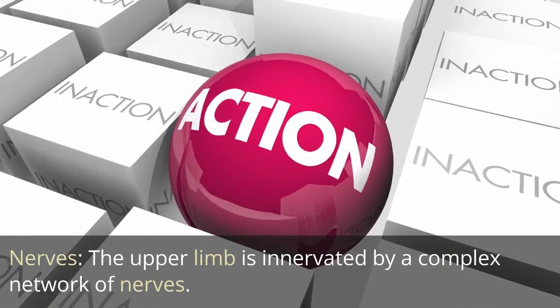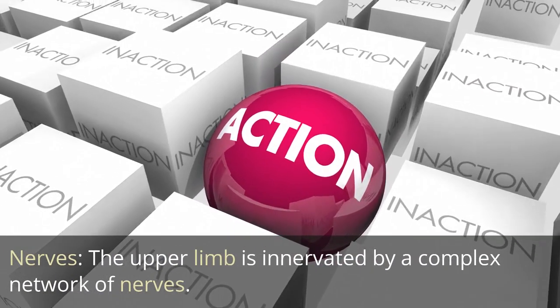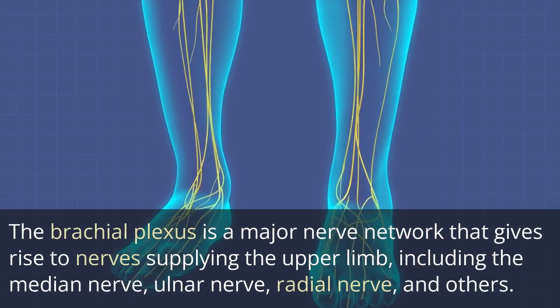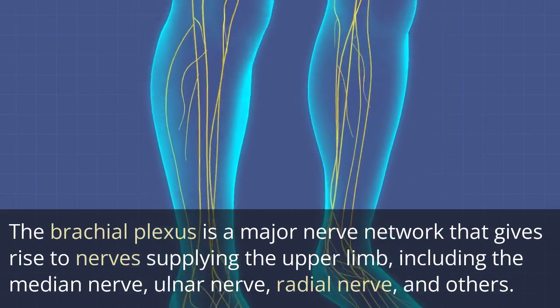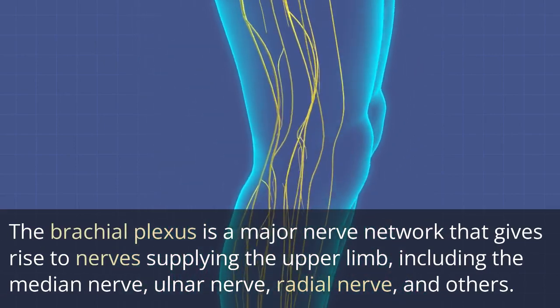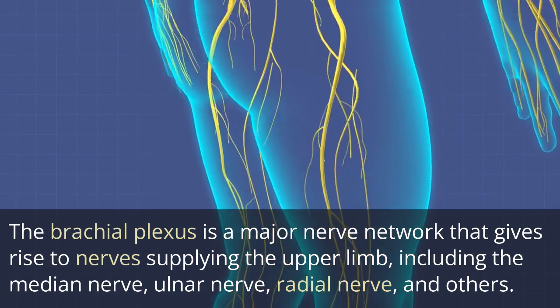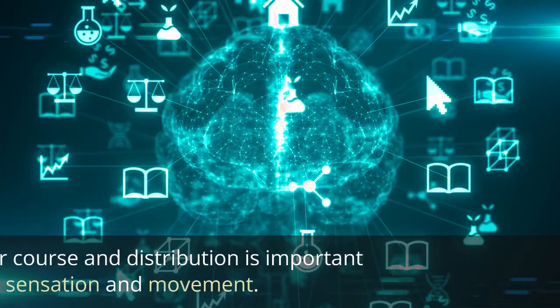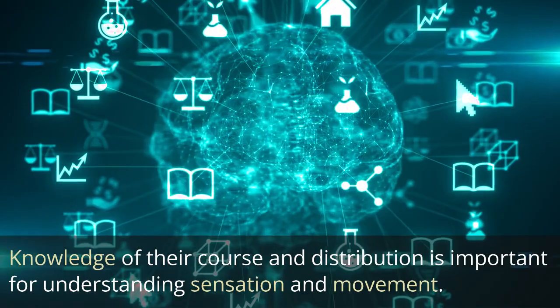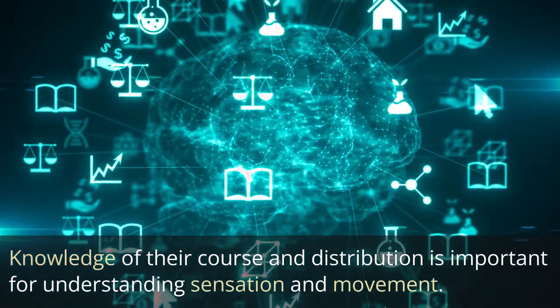Nerves. The upper limb is innervated by a complex network of nerves. The brachial plexus is a major nerve network that gives rise to nerves supplying the upper limb, including the median nerve, ulnar nerve, radial nerve, and others. Knowledge of their course and distribution is important for understanding sensation and movement.